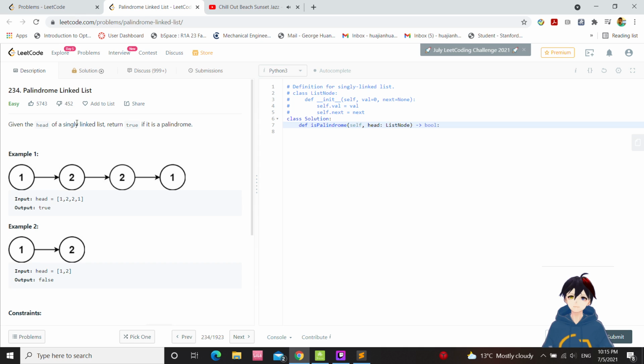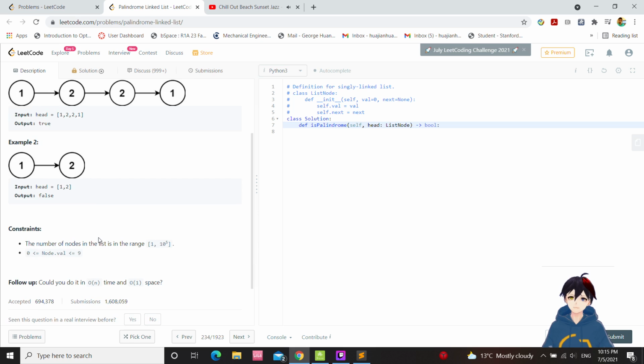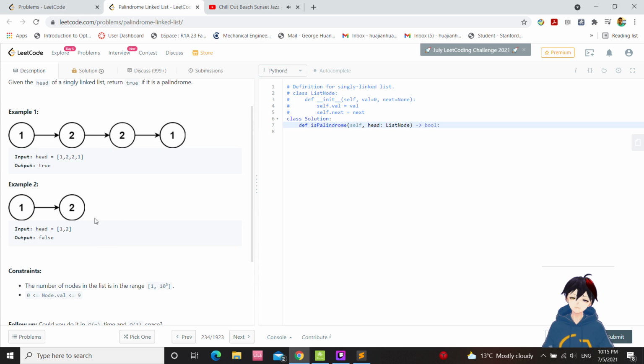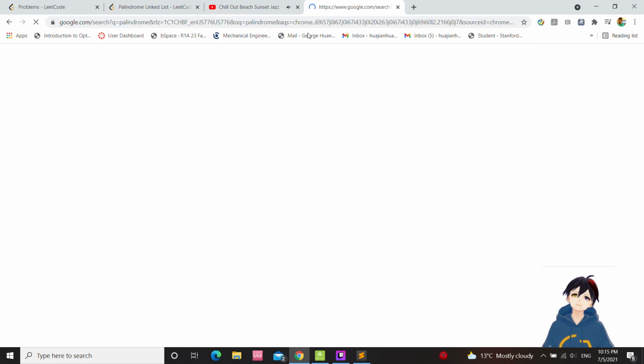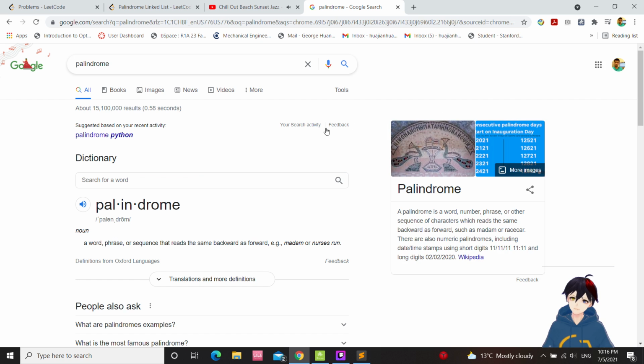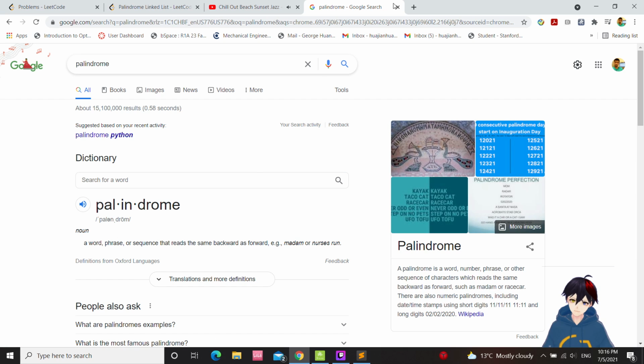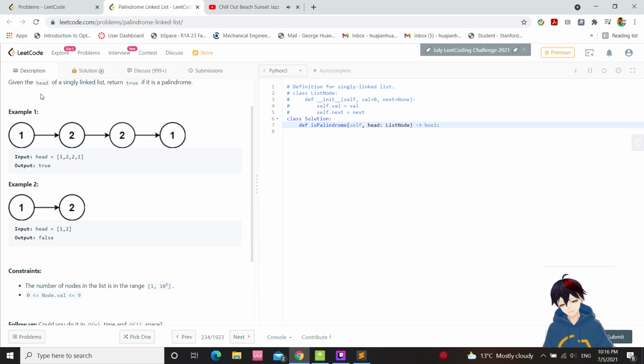Given the head, return true if it is a palindrome. What does that even mean? Like going forward is the same as going backward, maybe. Okay. This one might need some thought.